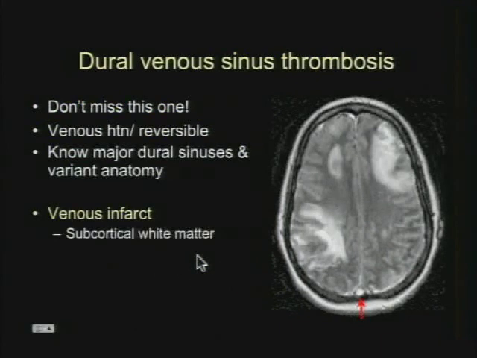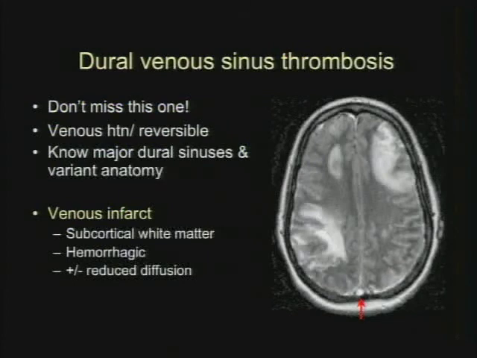Venous infarct, it's often the subcortical white matter. It won't follow an arterial distribution. It's often hemorrhagic. Diffusion can or cannot be reduced, but it's usually not reduced like an arterial infarct. And it can be mass-like and mimic neoplasms.